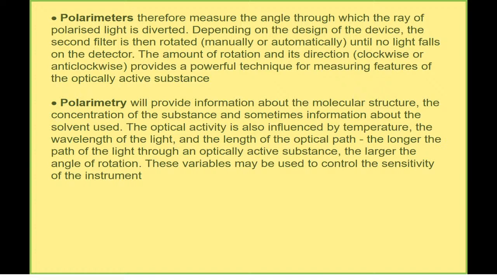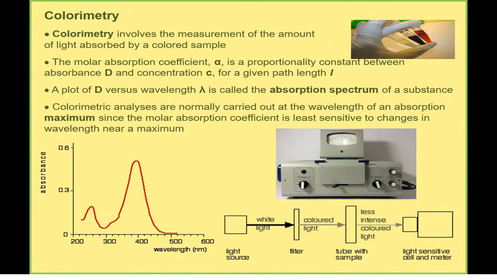The optical activity is also influenced by temperature. The wavelength of the light and the length of the optical path should be remembered. It is understandable: the longer the path of the light through an optically active substance, the larger the angle of rotation. These variables may be used to control the sensitivity of the instrument. Polarimetry, polarization of the light.